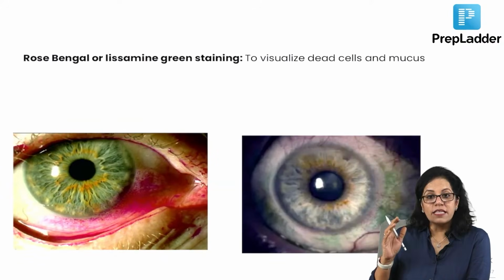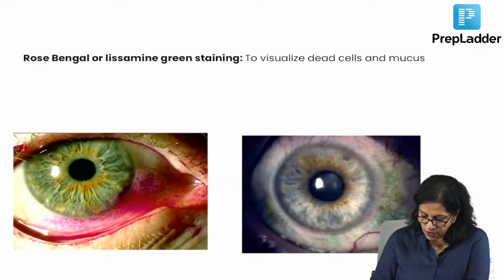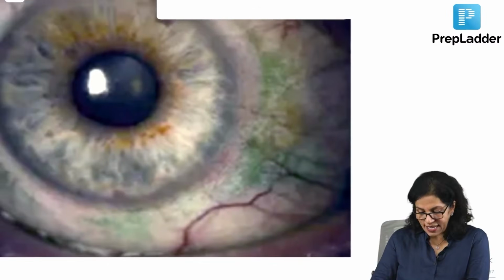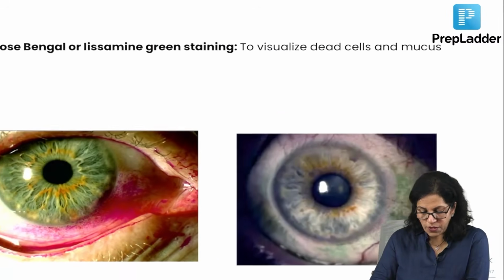We next talk about this one I have included to discuss with you. We all remember Rose Bengal and Lissamine green. This was also one of your questions in INICET, which one you will use more.